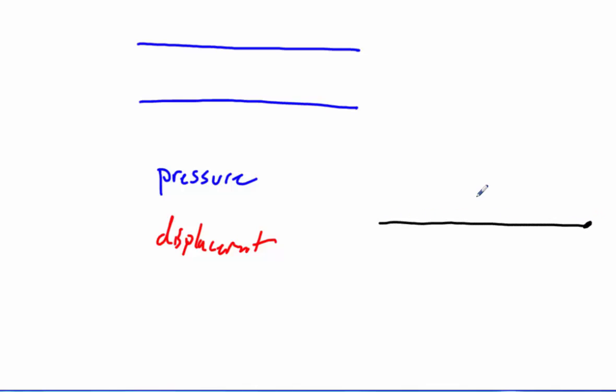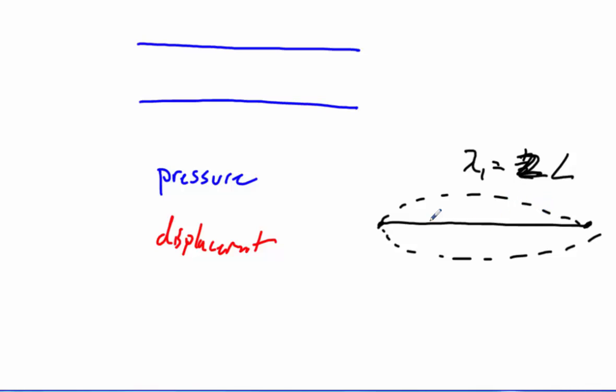So here's my string fixed on both ends, and we know its fundamental wavelength, or fundamental, is 1/2 of a wavelength fits on that string, or we have lambda 1 is equal to twice the length of the string. And that's because both ends of the string are fixed. Both of them are nodes. Okay, well, what about in this open tube here?